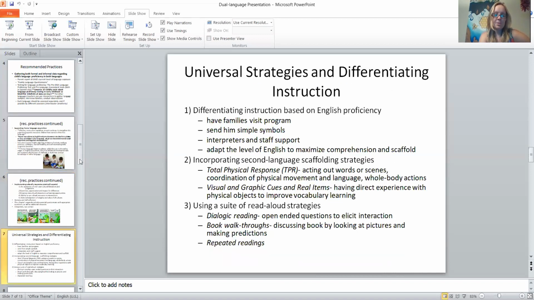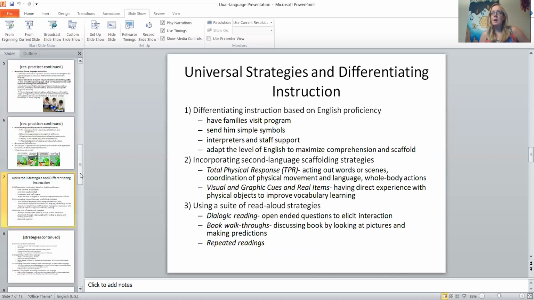And then the chapter starts to get into universal strategies in differentiating instruction. I feel like they could have a whole other book on this, but they mention at least 7. So we'll dig into those. The first one being differentiating instruction based on English proficiency.